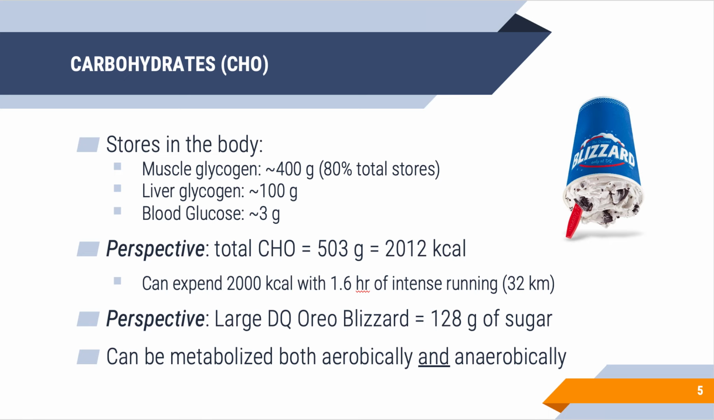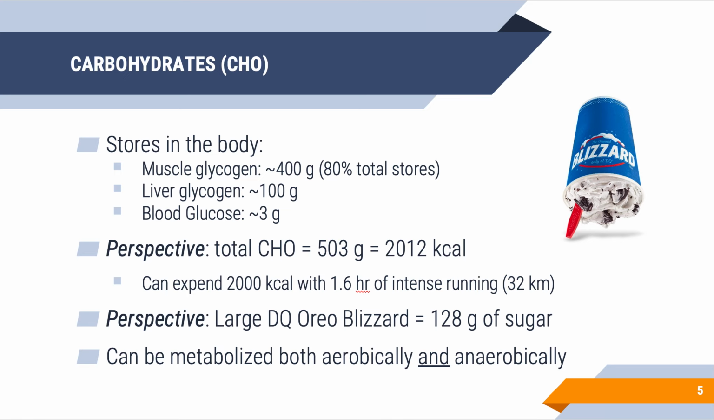Next, I want to give some perspective. 128 grams of sugar are in a large DQ Blizzard. So you have about 3 large DQ Blizzards within your whole body stored as glycogen. So again, not that large of a store.